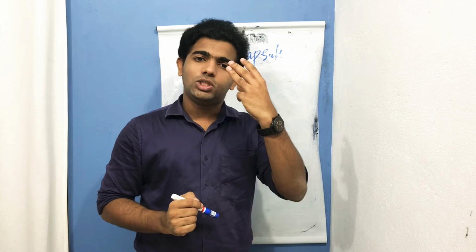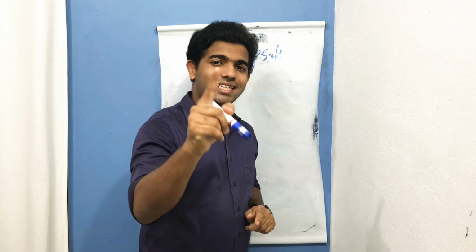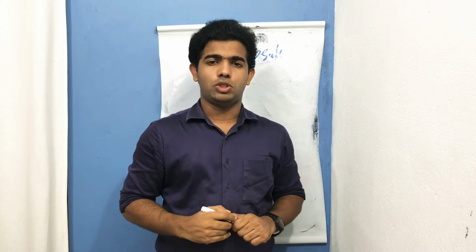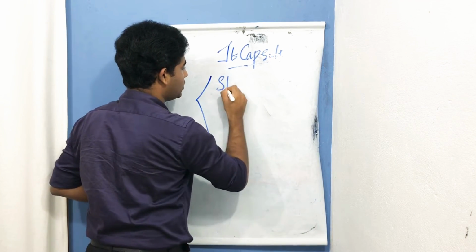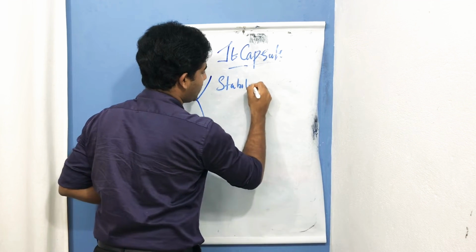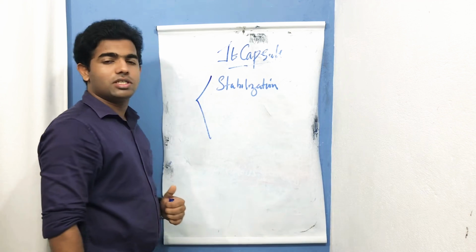In fact, the knee joint capsule serves three functions. The first one, it helps in stabilization of the knee joint. It is a passive structure and it acts as a passive stabilizer of the knee joint.